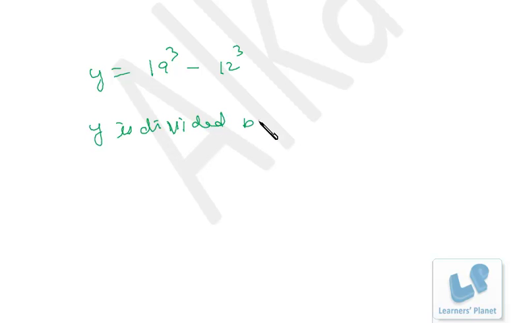Similarly, suppose I have some other expression, say 19 cube minus, say, 12 cube, right? So if you divide this expression by 7, this is, suppose, y, if y is divided by 7, then what is the remainder?